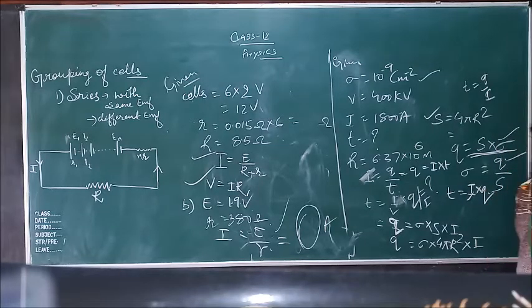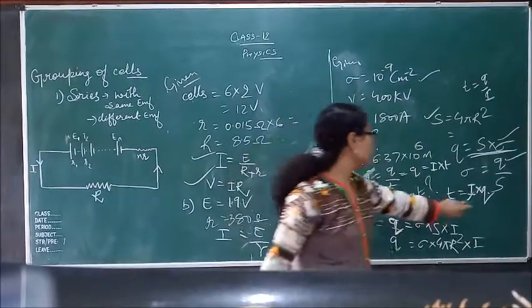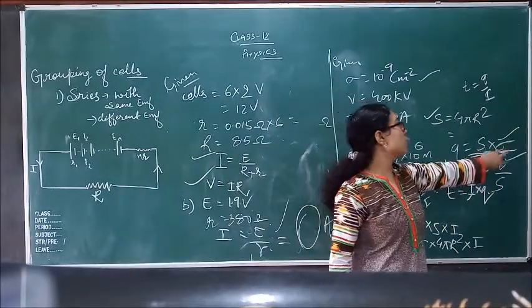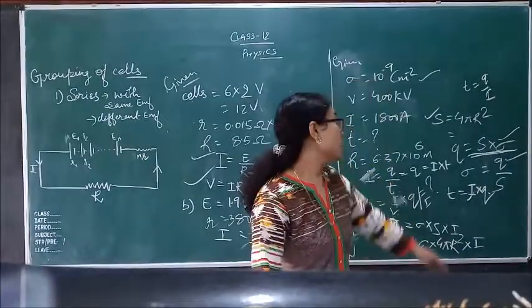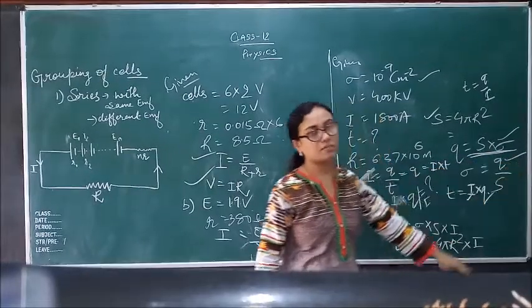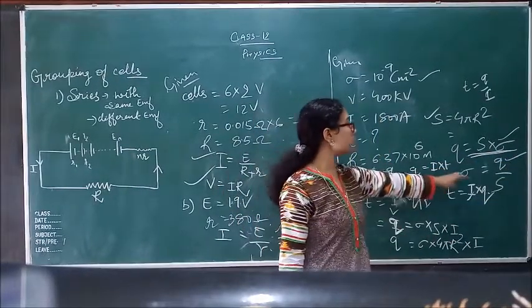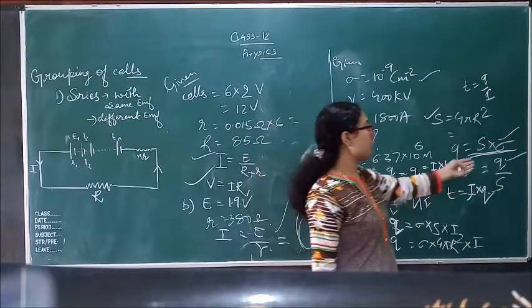Q निकालना, how much charge? हमने फर्स्ट चैप्टर में पढ़ा है Q is equals to S into sigma. Okay, so sigma, now, we have value of sigma, but we don't have the value of S.